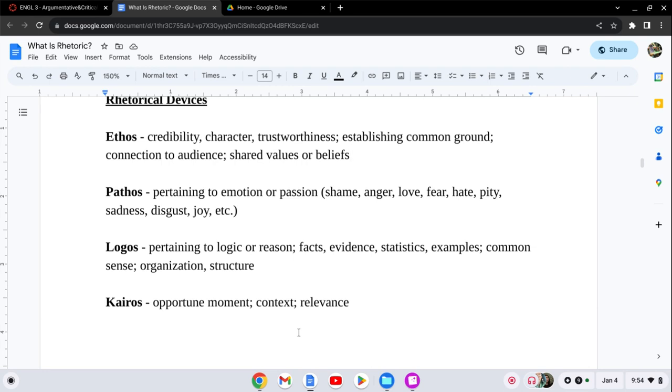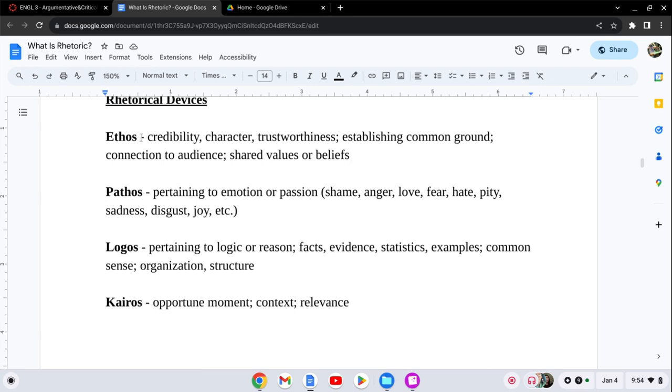Now, something else that goes along with that is context, and context means the surrounding circumstances for a given situation, right? So the context is very much important for when something is the right time to deliver a message or to make an argument. And the same is true of relevance. Relevance meaning the information connects to whomever you're delivering that message to. It's relevant to that audience. It's relevant to that context. It is the right time to make that statement, right? So that's what Kairos is all about.